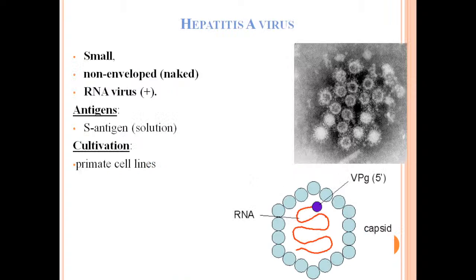Hepatitis A virus is a small virus. It's a naked virus. It doesn't have an envelope. It contains positive-strand RNA. This virus has the S antigen, the so-called soluble antigen, that is a combination of nucleic acid and capsid. It's a very simple virus. It may be cultivated in primate cell lines, monkey cell lines.